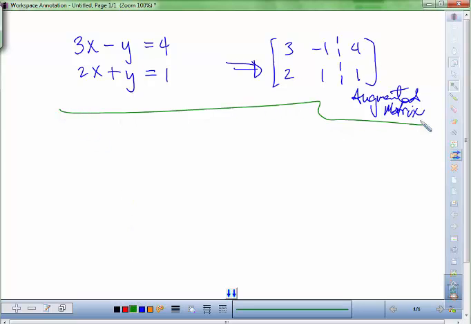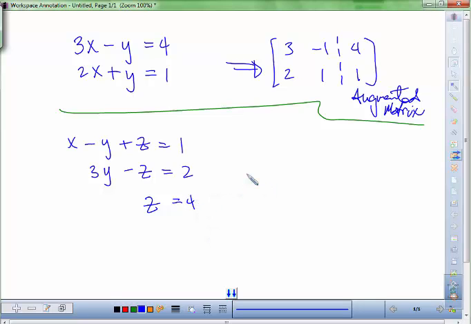Now, let's take a look at an example of a system that looks like this. I'm going to make it up here. x minus y plus z is equal to 1, 3y minus z is equal to 2, and z is equal to, let me see if I can make this nice, 4. 4 would be nice too, right?